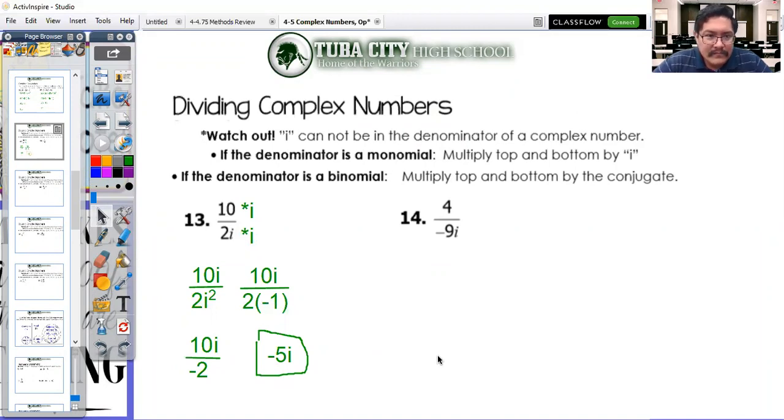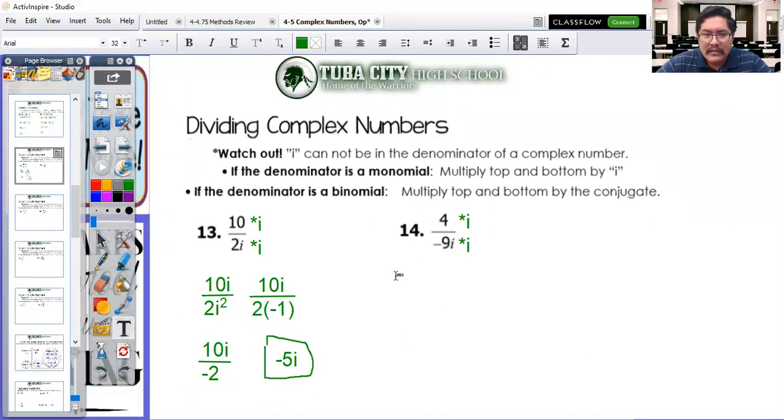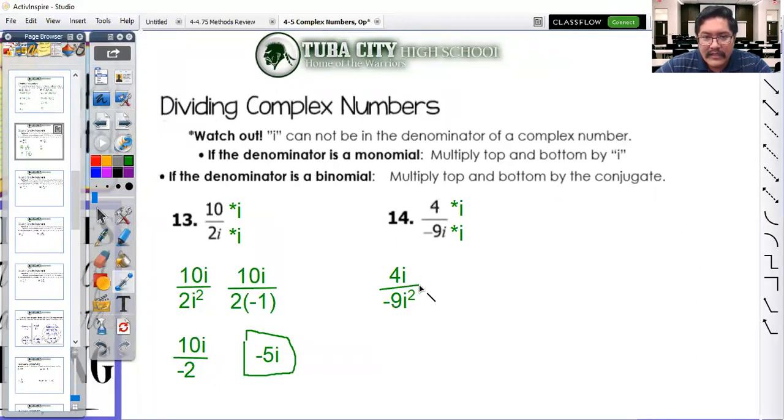There you go. All right, so for this one here, I'm going to do the same thing. I'm going to just multiply both of these numbers by i. And I get 4i over -9i squared. And I just clean this up to make it look more like a fraction. Put a fraction bar in here.